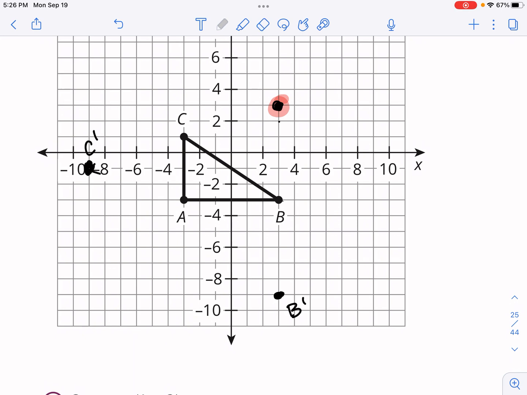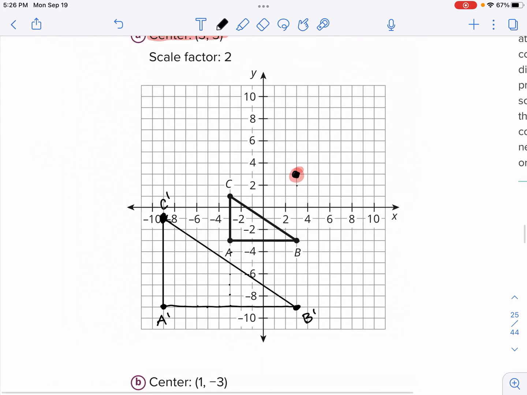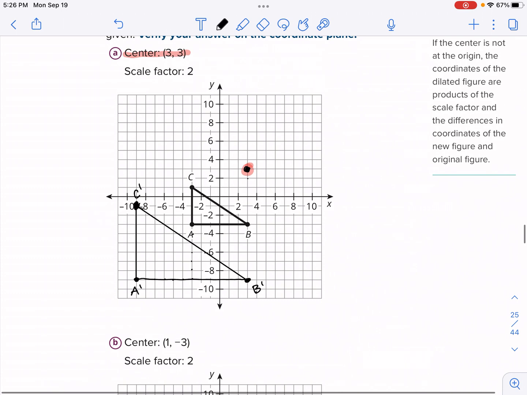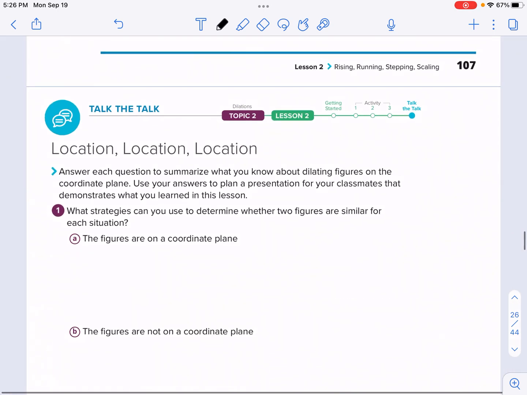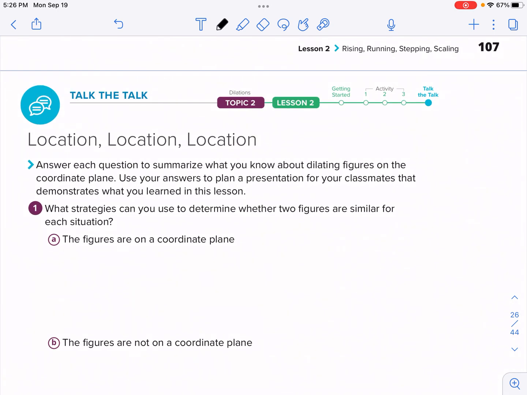So let's continue that. Going down 6, left 6. 1, 2, 3, 4, 5, 6. 1, 2, 3, 4, 5, 6. That is A prime. We'll connect all these points. And there you go. Right, you get a triangle that is twice the height and width of the original triangle. You're welcome to do B as practice.